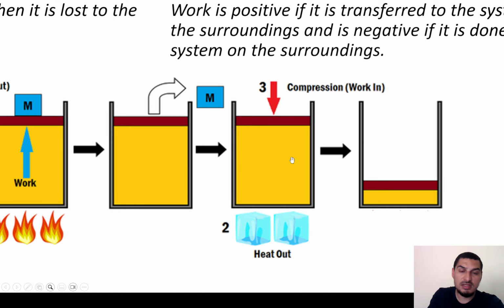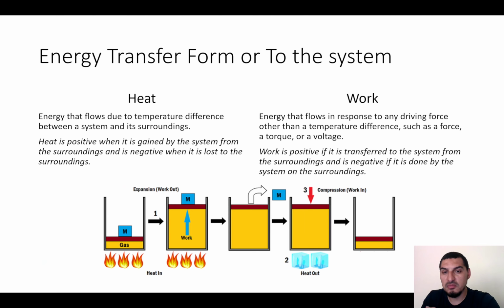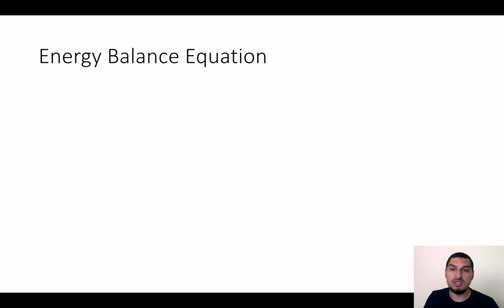So this is a nice demonstration just to understand the meaning of negative and positive heat and work. Again, we will go into this later in more detail. So we will stop here, and in the next video we will start putting everything together. We will start with the basic principle of conservation of energy, and we will see how this principle can lead to the derivation of the energy balance equation for a closed system.